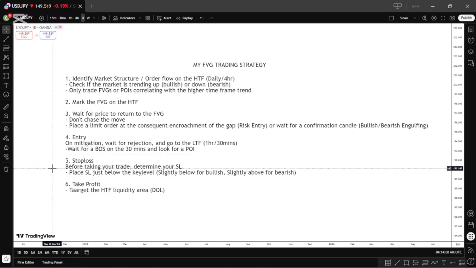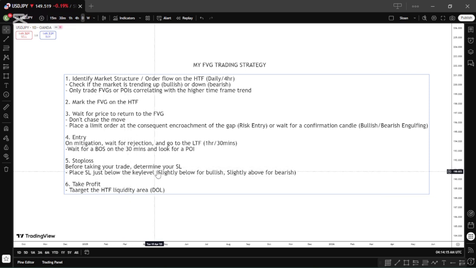Right. So the fifth thing I always do, I always say this every time. Before you get into a trade, mark out your stop loss. It's very important in managing risk. So before taking your trade, determine your stop loss.